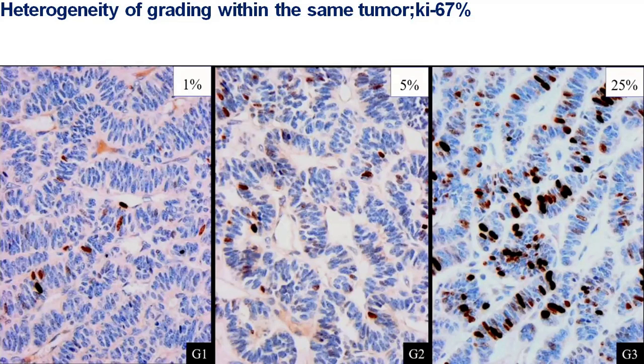In the same lesion, in one area we could have a G1, in another area a G2, and in a different area of the same lesion we could have a G3. So it is important for us to locate the correct hot spot and count at least 500 cells to correctly label the grading of the tumor.